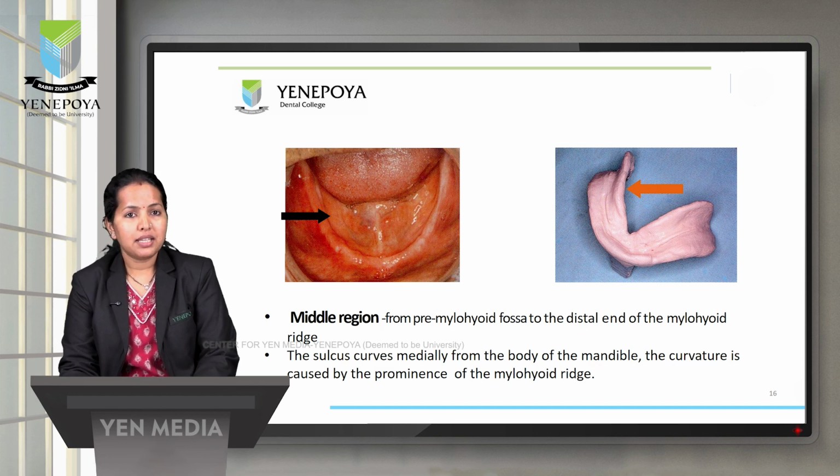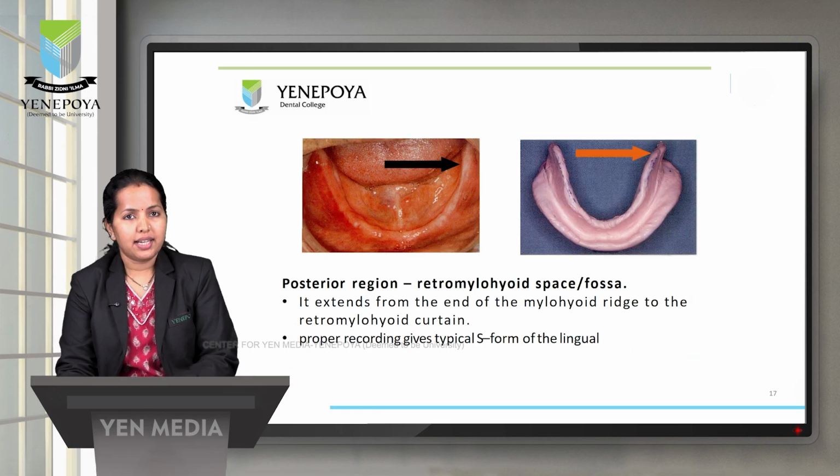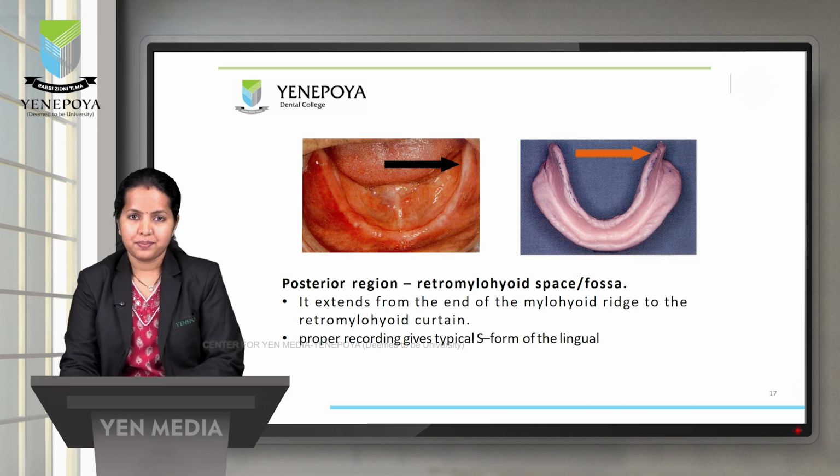The sulcus curves medially in this region and the curvature is caused by the prominence of the mylohyoid ridge. Here in this region the lingual flange is below the level of the mylohyoid ridge. Hence, the tongue rests over the denture. This aids in the stability of the denture. Posterior region, that is the retromylohyoid space or fossa. It extends from the end of the mylohyoid ridge to the retromylohyoid curtain. Proper recording gives a typical S form in the lingual flange.